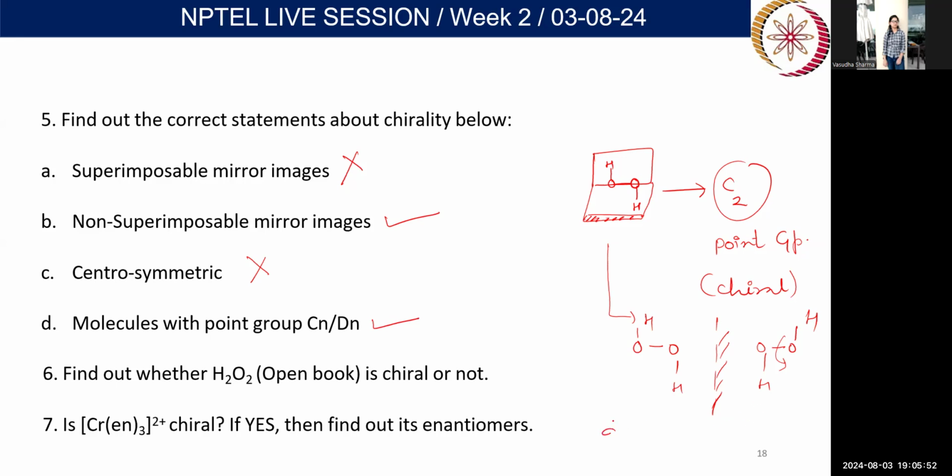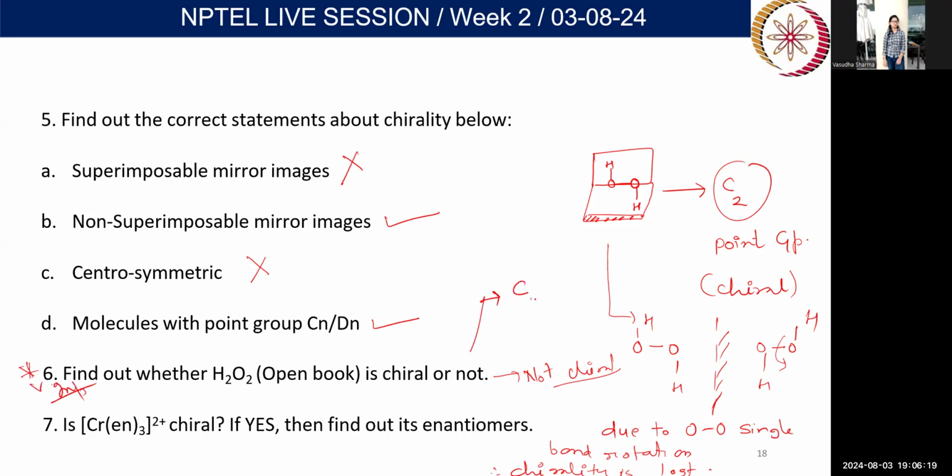So due to the O-O single bond rotation, chirality is lost. So even if it does, it is not chiral. It's a very important question. You need to understand that even though it belongs to the Cn point group, which is chiral, due to the inherent property of single bond rotation, it loses its chirality. Therefore, the H2O2 open book is not chiral anymore.